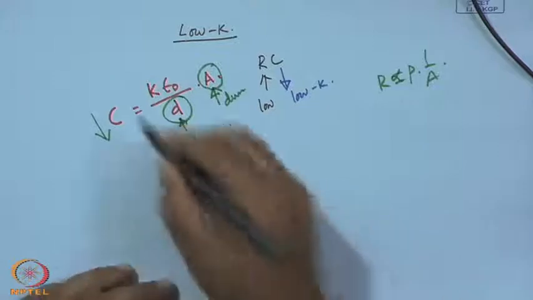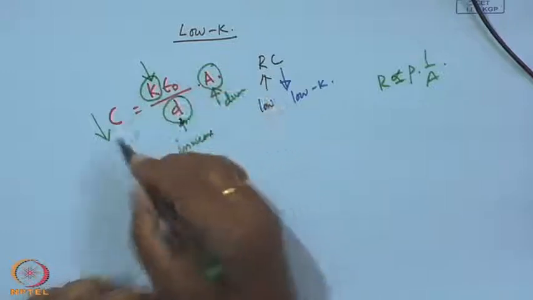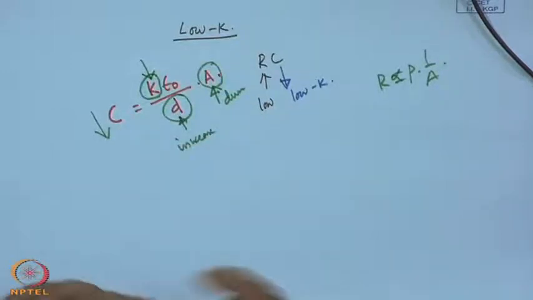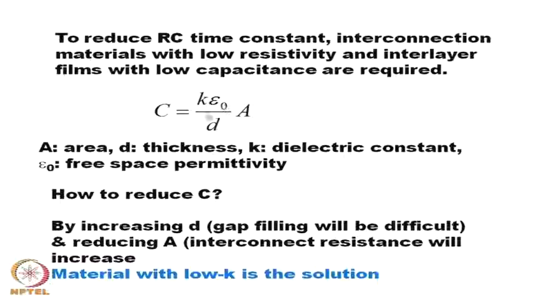So, we have no other option but to decrease K. This is the low K to reduce C. So, a material with low K is the solution that we find from this capacitance expression. Or if you consider the capacitance per unit area, then the area term goes, and d you cannot make very high, because in this case the gap filling will be difficult, and epsilon 0 is the free space permittivity, which is constant.